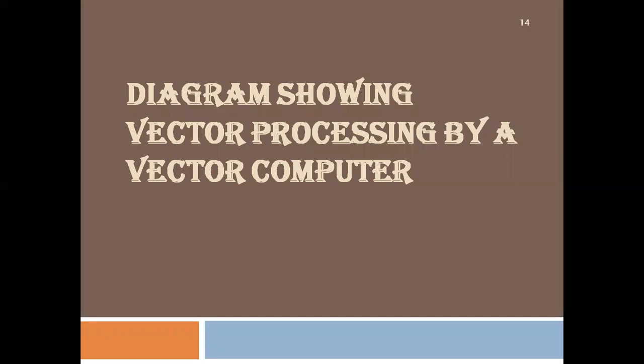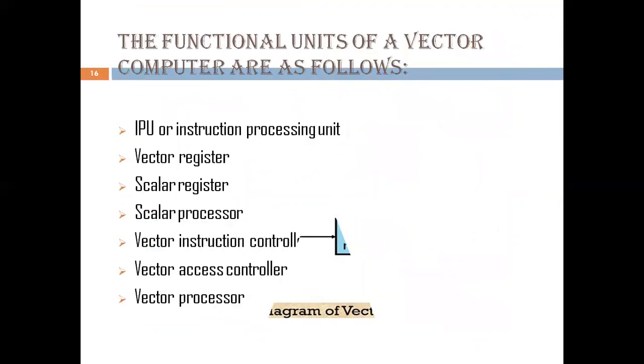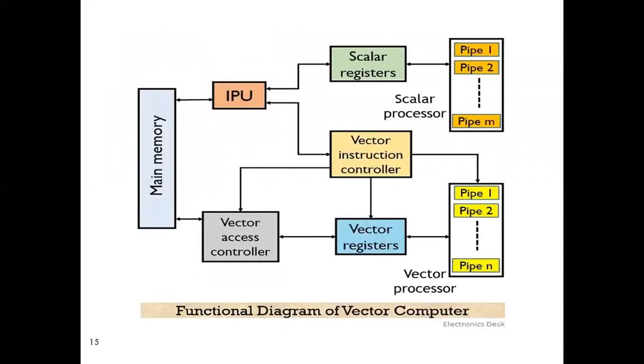Now the diagram showing vector processing by a vector computer. This is the functional diagram of a vector computer. The functional units of a vector computer are as follows: instruction processing unit, vector register, scalar register, scalar processor, vector instruction controller, vector access controller, and vector processor. As it has several functional pipes, it can execute the instruction over the operands.